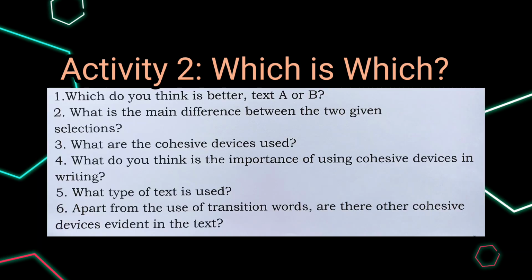Number 1. Which do you think is better? Text A or B? Number 2. What is the main difference between the two given selections? Number 3. What are the cohesive devices used? Number 4. What do you think is the importance of using cohesive devices in writing? Number 5. What type of text is used? Number 6. Apart from the use of transition words, are there other cohesive devices evident in the text?